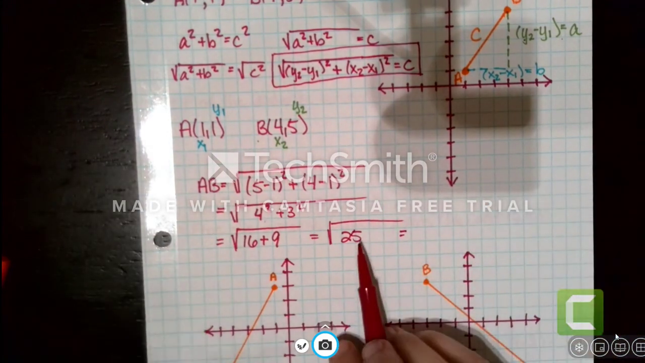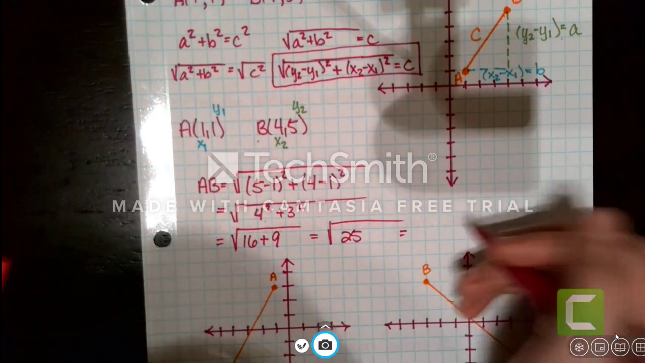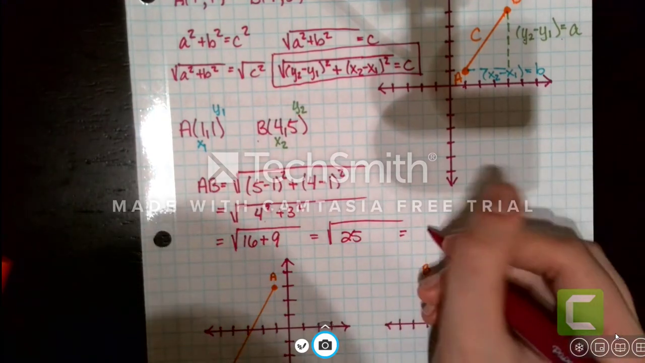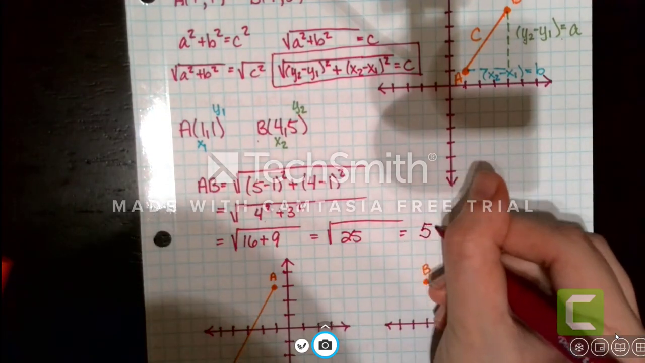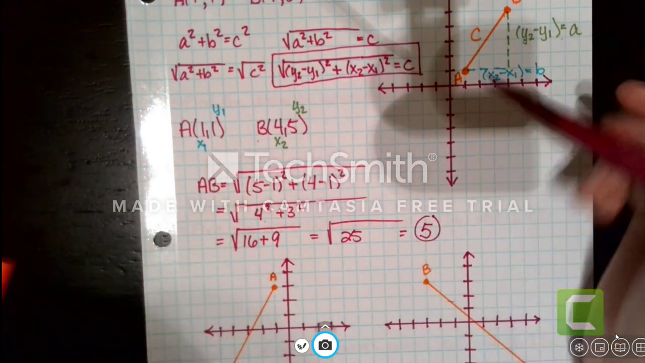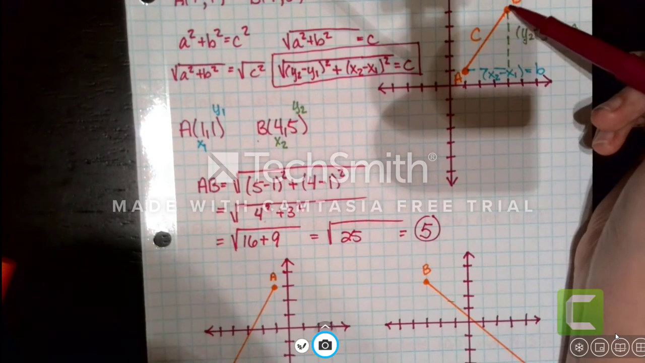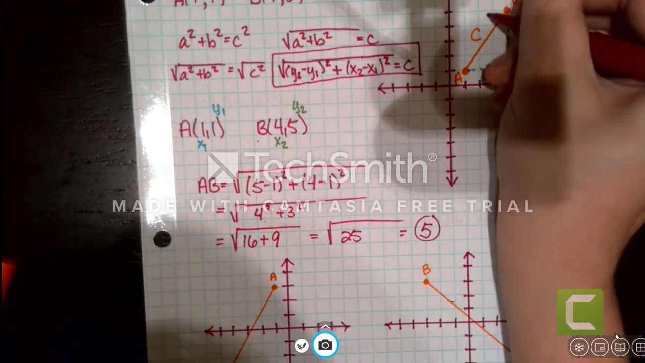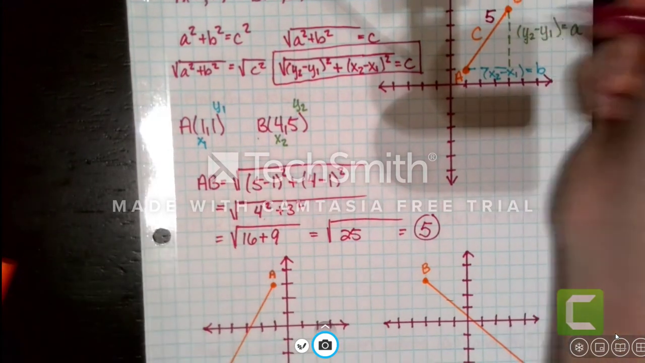If you were to plug this into your calculator, the square root of 25 gets you a length of 5. So your length on the graph A to B should be a length of 5. That is your distance.